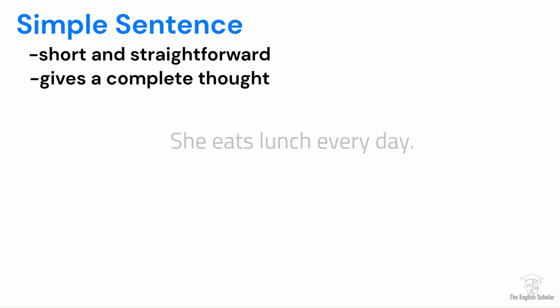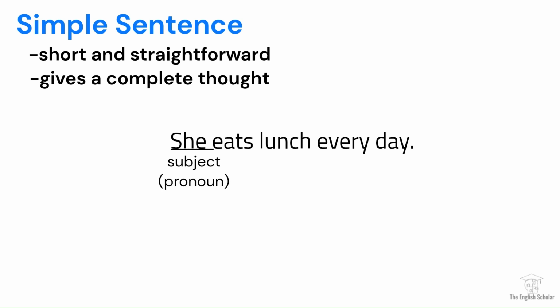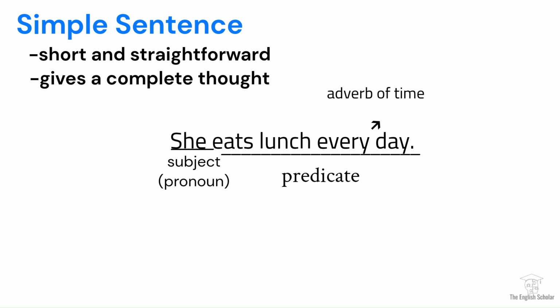One more example. She eats lunch every day. Among the 8 forms of subjects, in this sentence, our subject is a pronoun, and the predicate is eats lunch every day. The predicate includes the verb eats and the direct object, lunch, which receives the action being performed by the subject, and it also includes the adverb of time every day, which tells how often the subject eats her lunch.